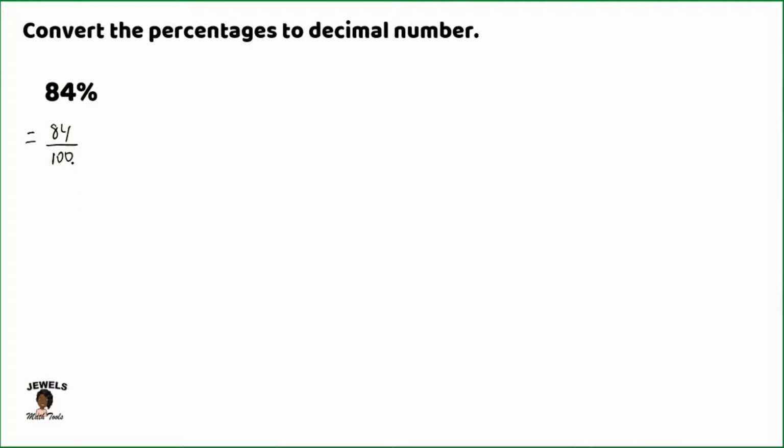I can either decide to divide my 100 into 84, or I can reduce my fraction and then divide afterwards when my fraction is in its simplest form. But for this step, I'm going to just divide my 100 into my 84. Remembering that our 100 is outside of the division rule and my 84 goes inside of the division rule. So 100 can't divide into 84 because 84 is less than 100.